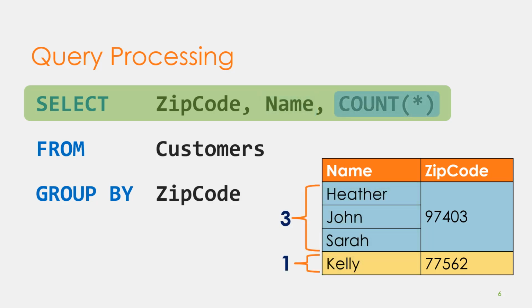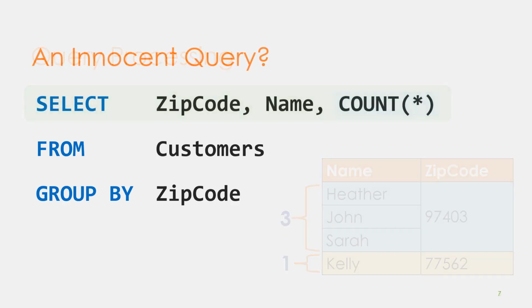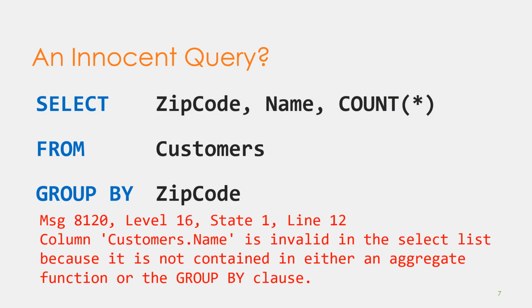The count star, or any other aggregate function, will always return a single value for a set of elements. So there is no ambiguity, and the counts are returned as a single scalar value per group, in our case a 3 and a 1 respectively. Now the error message makes perfect sense. Name is invalid in the select list because it is not contained in either an aggregate function or the group by clause, either of which are necessary to guarantee that the engine can return a single value for each output row, which corresponds to each zip code group.